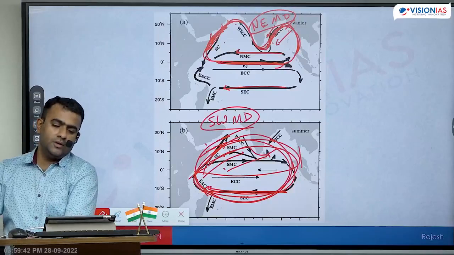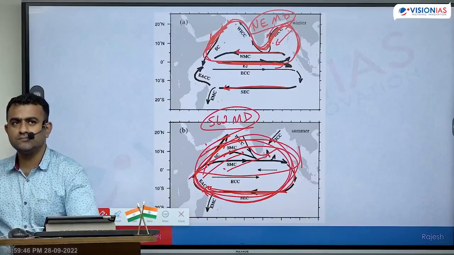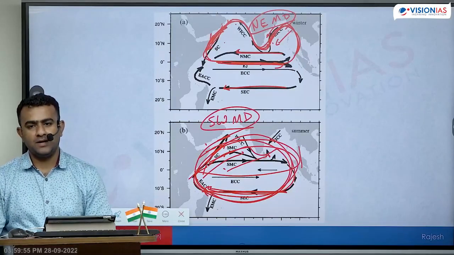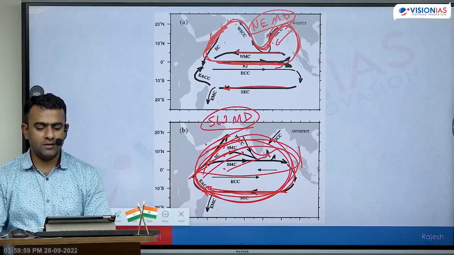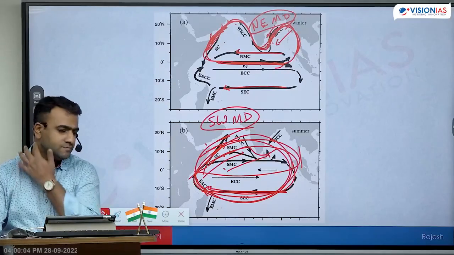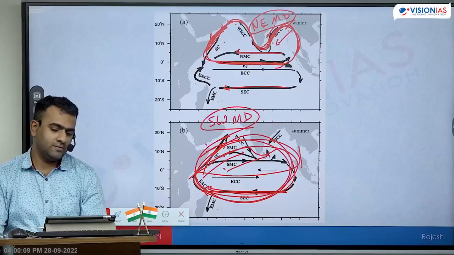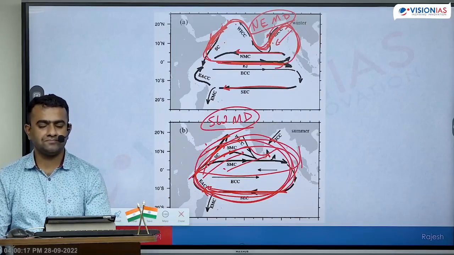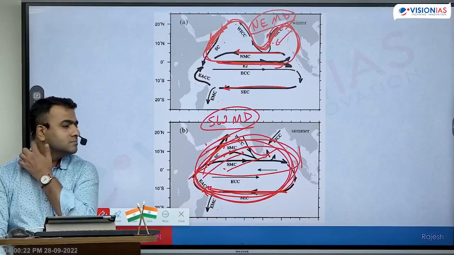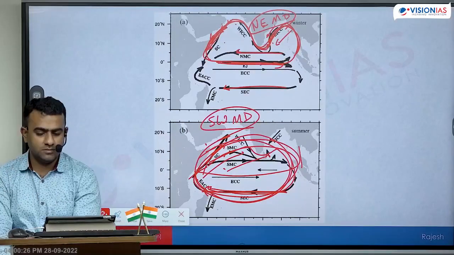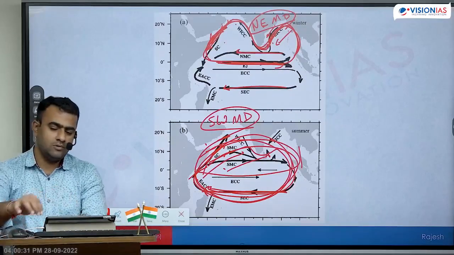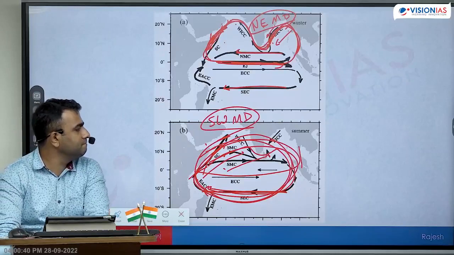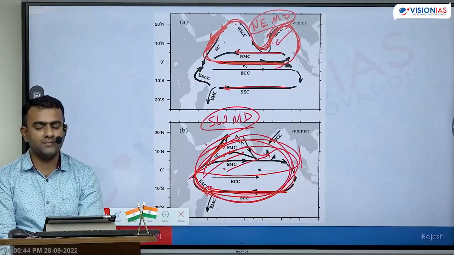Next point. The northeast monsoon drives the water of the Bay of Bengal and the Arabian Sea to circulate in a counterclockwise direction, called the northeast monsoon drift. Northeast monsoon drift.